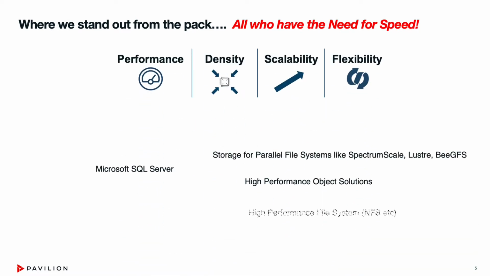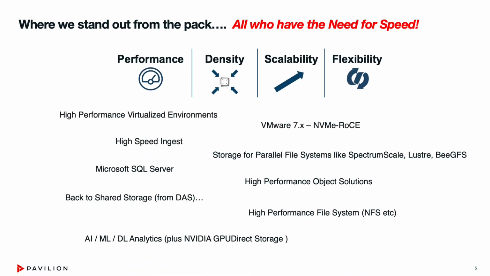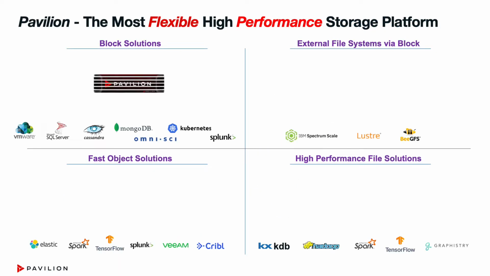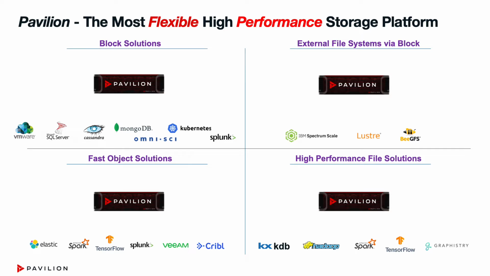that competitive landscape. Where we really stand out in the pack is with all those that have the need for speed, all those applications. Our performance, our density, our scalability, and our flexibility for all these different types of workload is what makes us unique and makes us that flexible, high-performance storage. So now let's look at Pavilion, the most flexible, high-performance storage platform, right? Whether that's block, file, object, or us delivering for an external file system like SpectrumScale, Lustre, or BeeGFS.